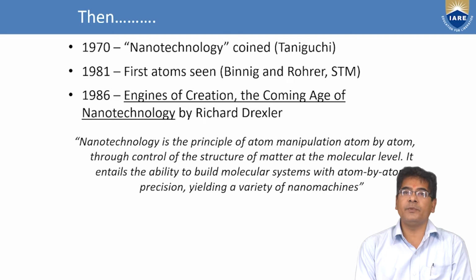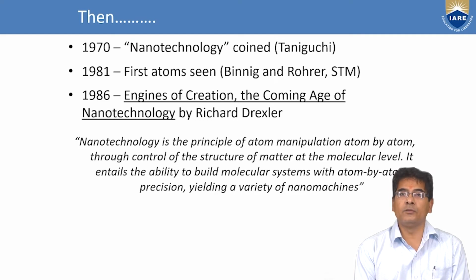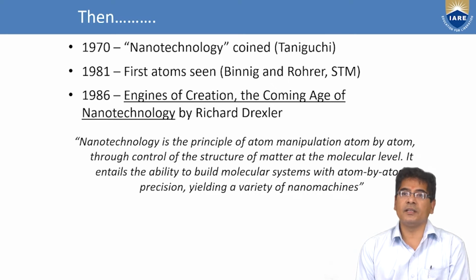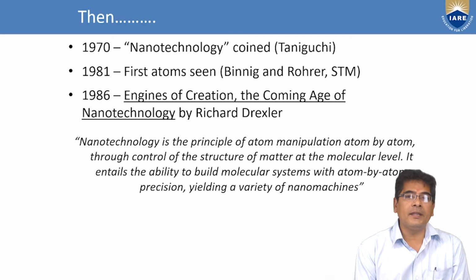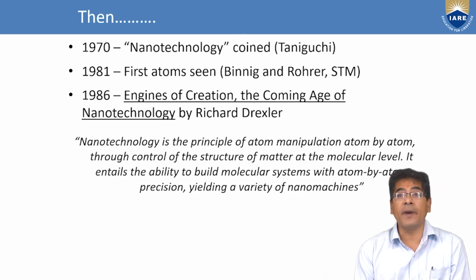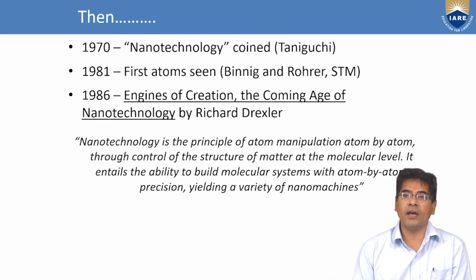In the year 1970, nanotechnology was coined, as I told you, by a Japanese scientist called Taniguchi. In 1891, the first atom was seen, and in 1986, Engines of Creation, the coming age of nanotechnology, by Richard Drexler. So nanotechnology is the principle of atom manipulation, atom by atom, through control of the structure of matter at the molecular level. It entails the ability to build molecular systems with atom by atom precision, yielding a variety of nanomachines.